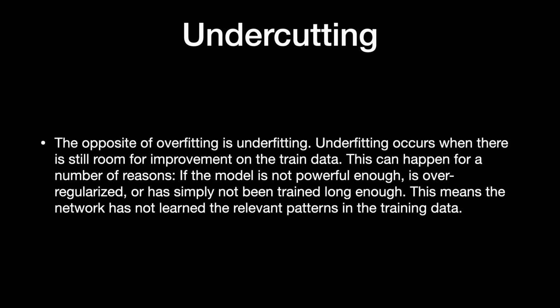The opposite of overfitting is underfitting. Underfitting occurs when there is still room for improvement on the trained data. This can happen for a number of reasons: if the model is not powerful enough, is over-regularized, or has simply not been trained long enough. This means the network has not learned the relevant patterns in the training data.